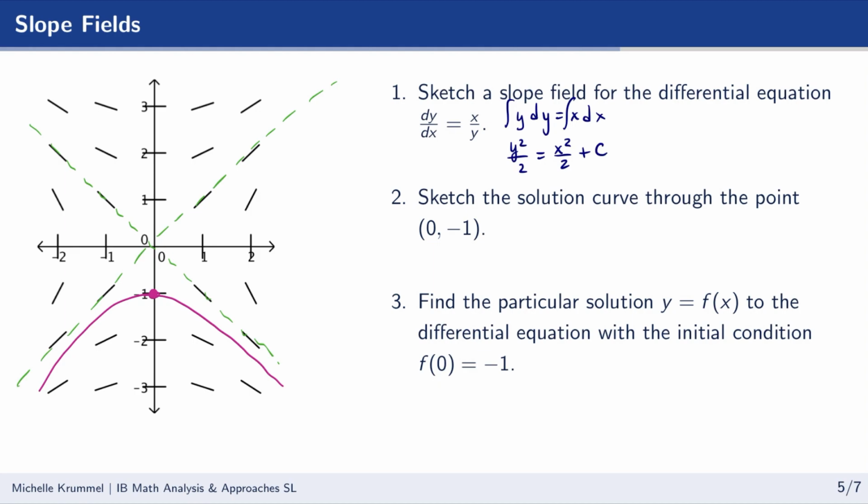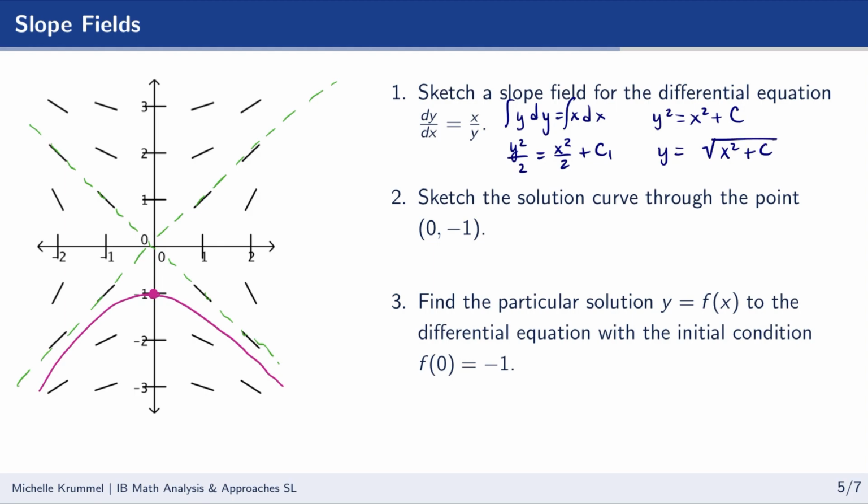Multiply both sides by 2. We get y squared equals x squared plus 2c. Now 2 times c is still a constant, so I'm going to call it c, but then I have to rename the old constant. So there's my general solution. And then if I want to isolate y, now I don't know if it's plus or minus, I actually do, but I'm just saying in general, you have to consider the possibility that it's plus or minus.